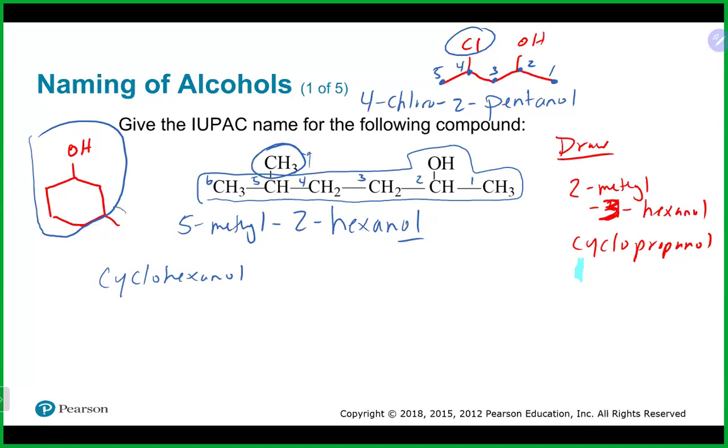Now, I do have a methyl group there, and in this case, the OH still wants to give the smallest numbers, so we're going to start numbering there to give it the smallest number it could possibly have. And obviously, if we go clockwise here, we're going to hit 3 for our methyl group, which is the smallest. So this is going to be a 3-methylcyclohexanol.